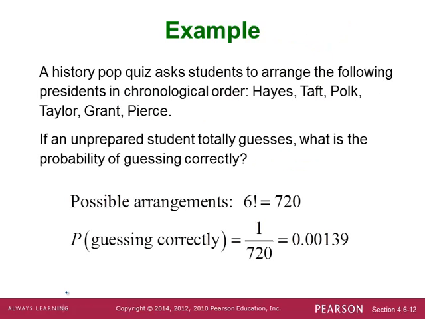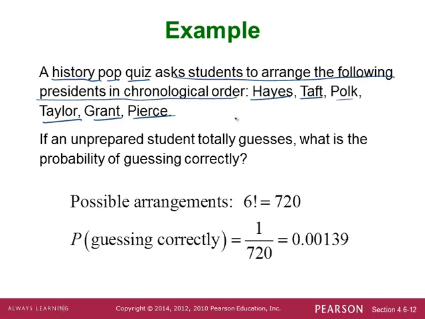Here's another example. Suppose that, in history class, the instructor gives a pop quiz. And in the pop quiz, you are asked to arrange the following presidents in chronological order. In which order did these individuals serve as President of the United States? So you got these 6 names: Hayes, Taft, Polk, Taylor, Grant, and Pierce. I might have some challenge in trying to do that myself, unless I had studied this.